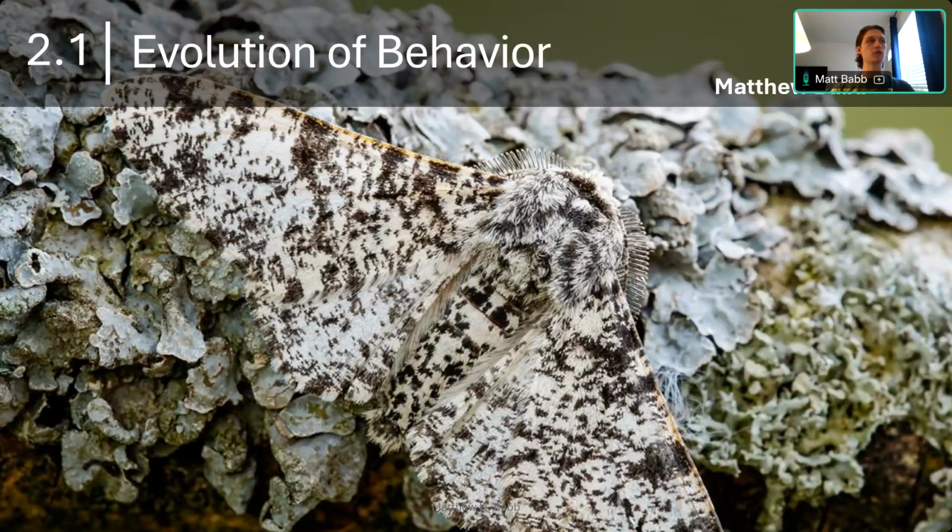Hello, and welcome to another chapter on animal behavior. Today, we're going to be talking about the evolution of behavior. You'll see here, this is a picture of a peppered moth, and we'll talk a little bit about how well they are camouflaged and how this kind of relates to natural selection and the theory of evolution.